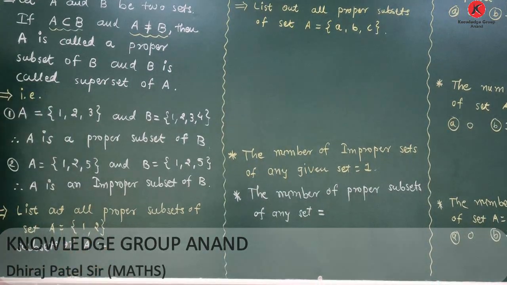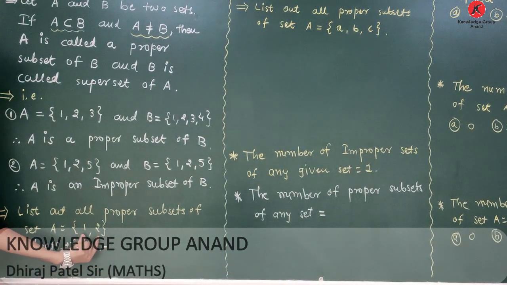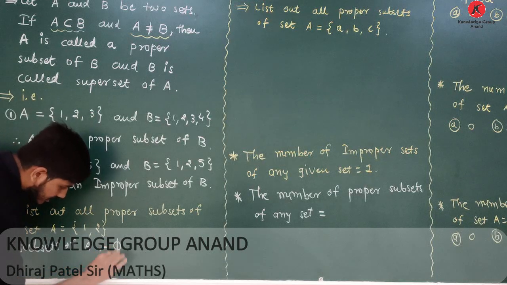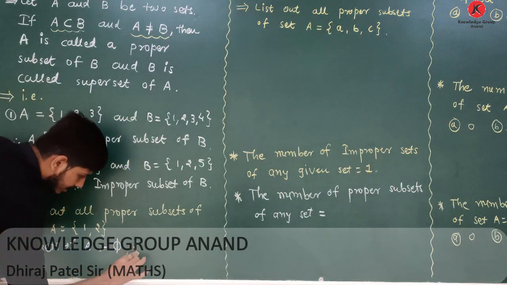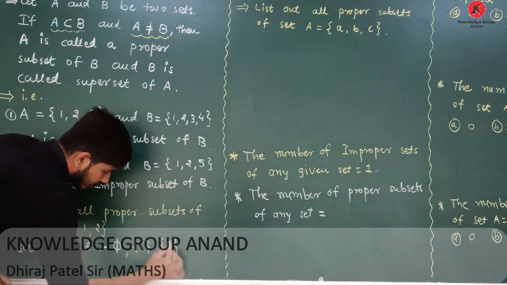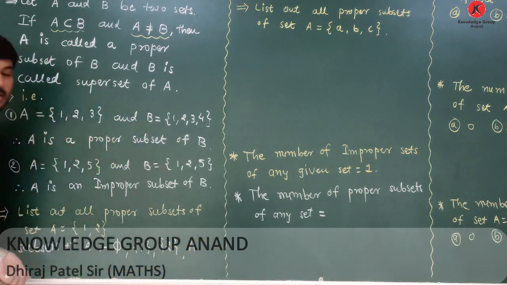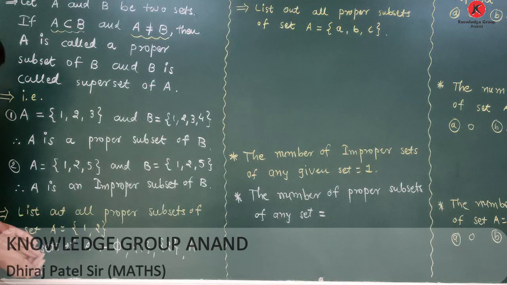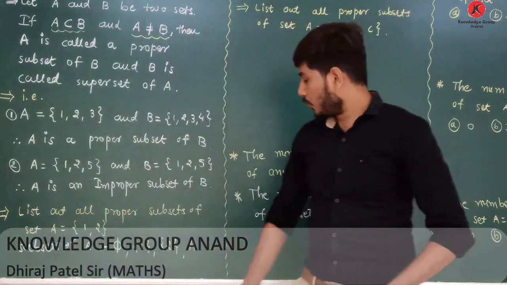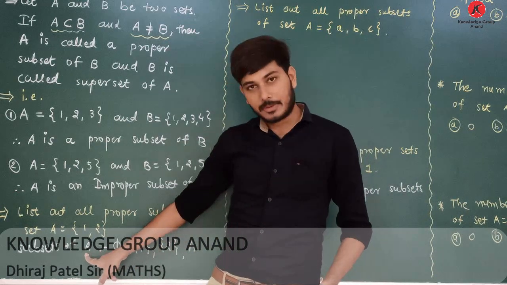So we know that set A has two elements, therefore the number of subsets of set A equals 2 raised to n, which is 2 raised to 2, equals 4. So we know there are 4 subsets of set A: the first one is the null set, the second one a singleton set, the third one also a singleton set, and the fourth one is the set itself. We can say set A, or you can write {1, 2} also.